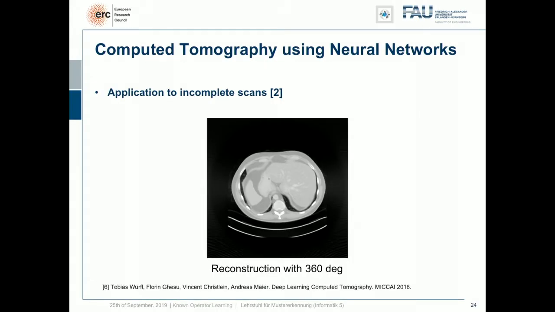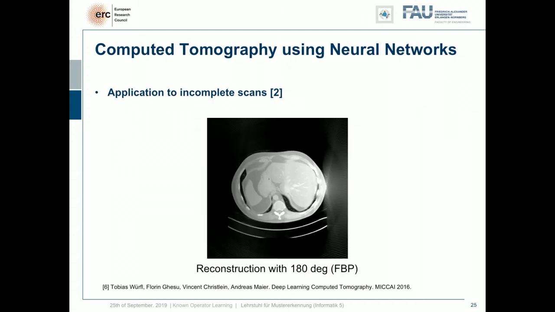So I'm looking again at limited angle reconstruction. So here's a full view reconstruction. And this one is what we get of the limited angle. So it's only 180 degrees. And this is 20 degree fan angle. So we're missing approximately 20 degrees for short scan.